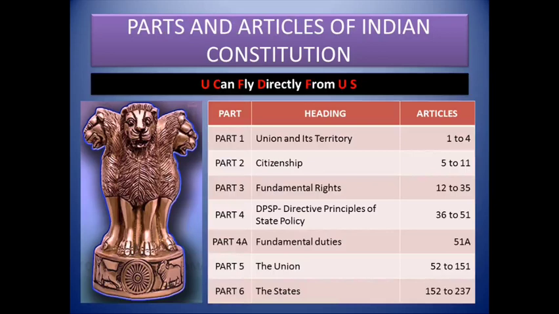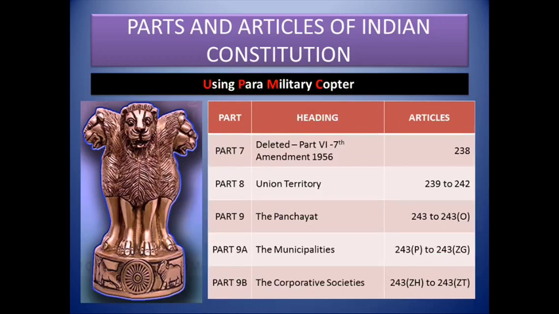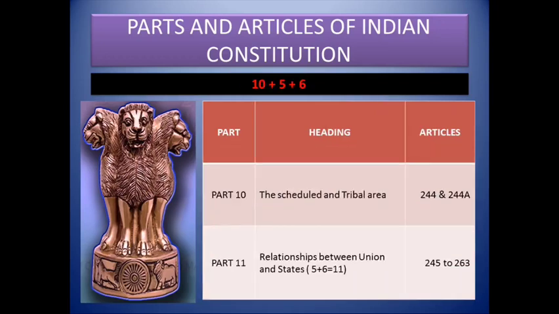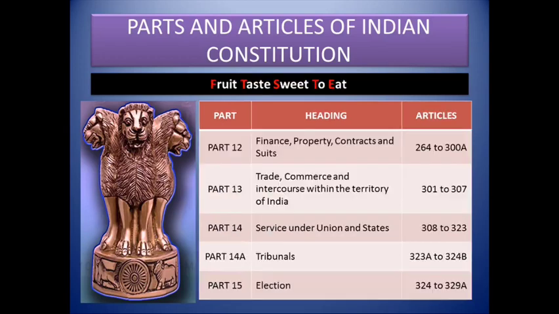Next, parts 1, 2, 3, 4, 5, 6 we can remember: you can fly directly from US. Parts 7 to 9B using paramilitary copter. You can remember. Parts 10 and 11: 10 plus 5 plus 6. 10 means the scheduled and tribal areas. 11 means 5 plus 6 is 11, so part 11. 5 means union, 6 means states, so that is covered.